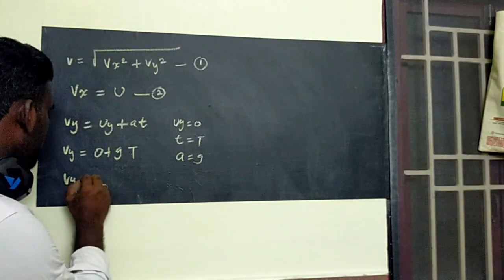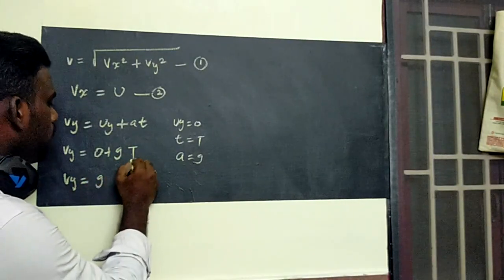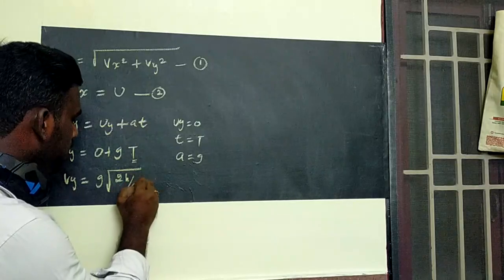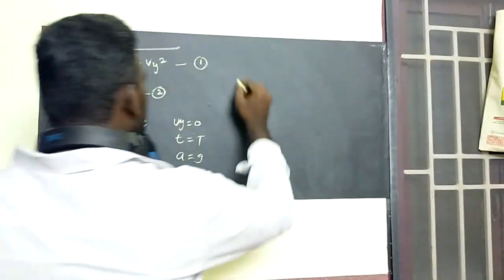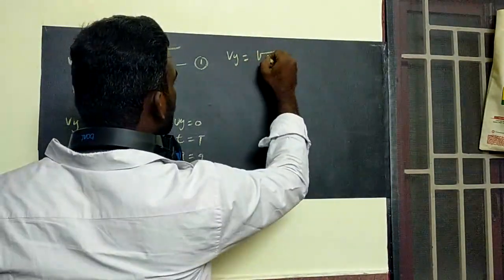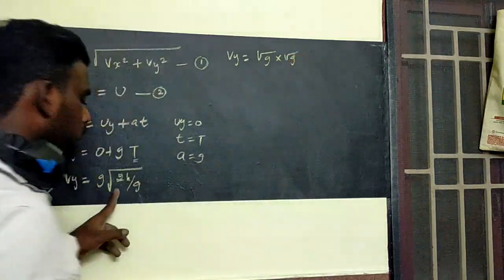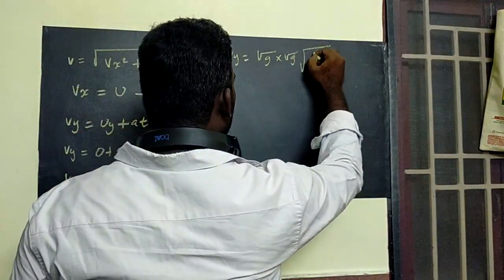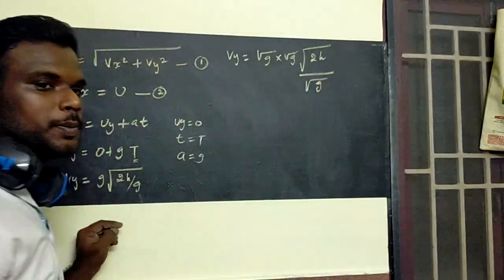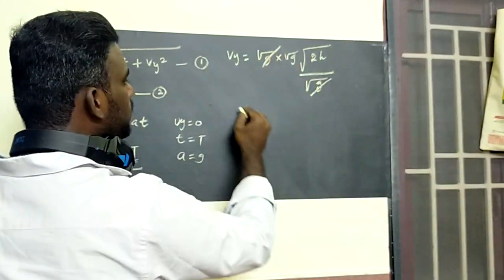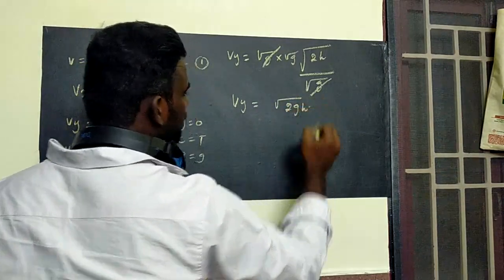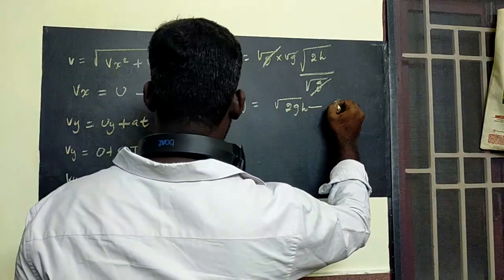So this is 0 plus, in place of a I can put g, and in place of small t we have capital T. So for vy, I can put the g value. Then what about T? We already derived the T value, that is root over 2h by g. So I can write vy equals g times root over 2h by g. I can write this g as root g into root g, and split it, so root g will cancel. Then the value of vy equals root over 2gh. This is equation number 3.